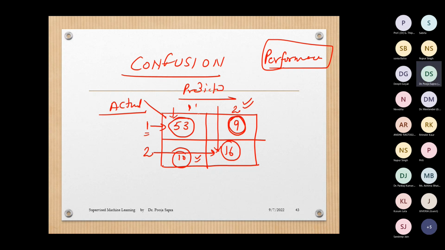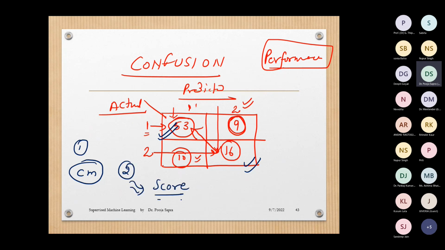So what we must understand here is that these two values are of very great importance, right? The important values are 53 and 16 because these are actual and predicted matched values. Here the actual value is also the same, the predicted value is also the same, right? So what I'm going to find out now is my confusion matrix first, and second, the score of this model. How to find out the score of this model?